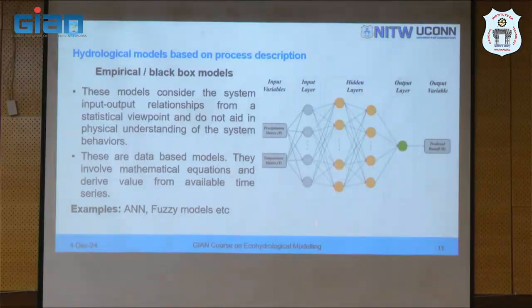Empirical models are black box models, which develop a relationship between input and output. A neural network is a good example of an empirical model.